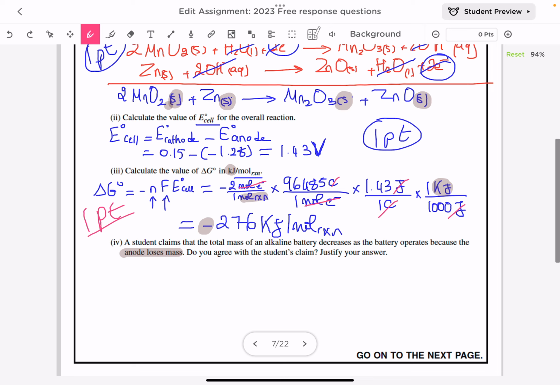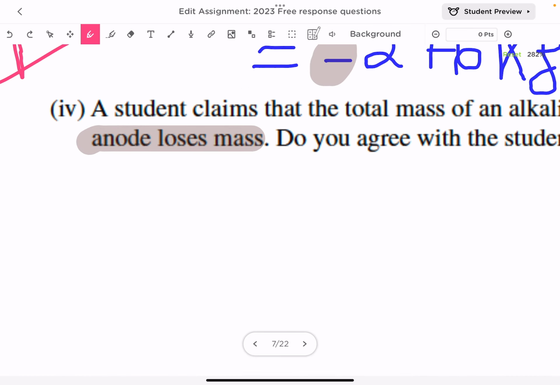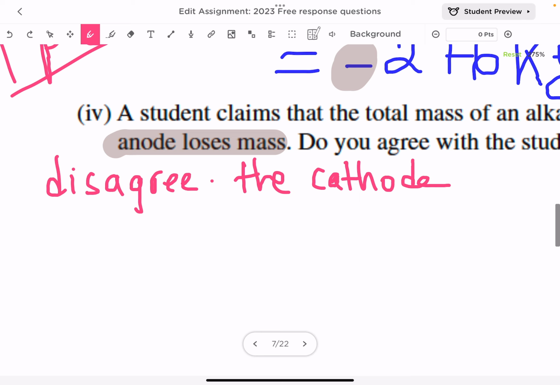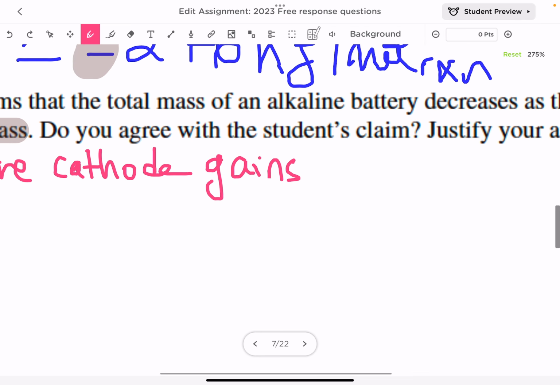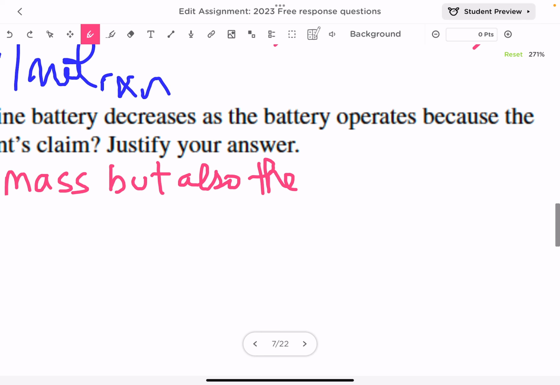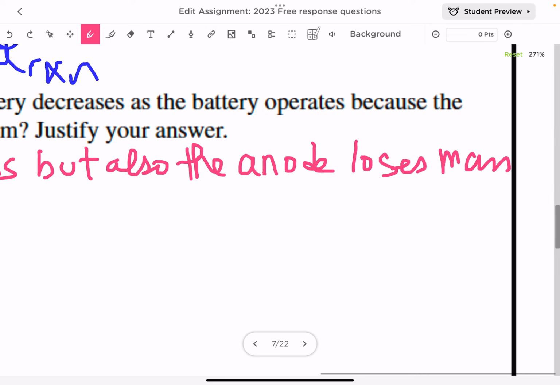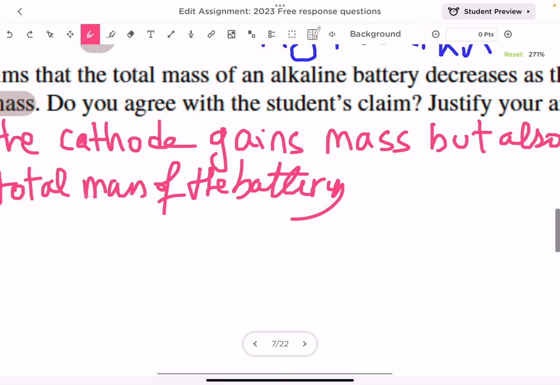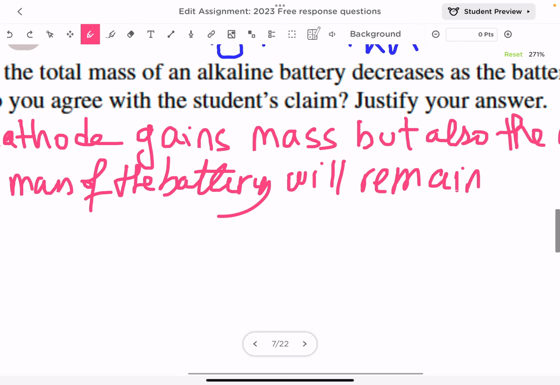So I'm going to write the answer. Disagree. The cathode gains mass. We know that. But also the anode loses mass. So the total mass of the battery will remain the same.